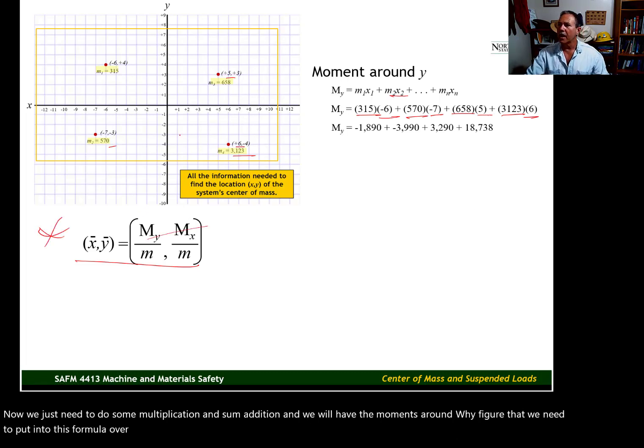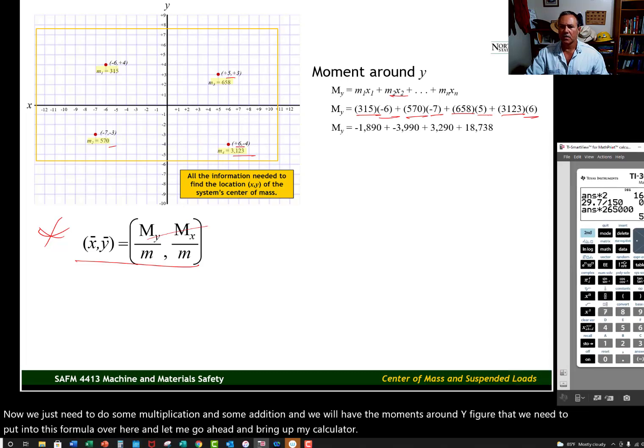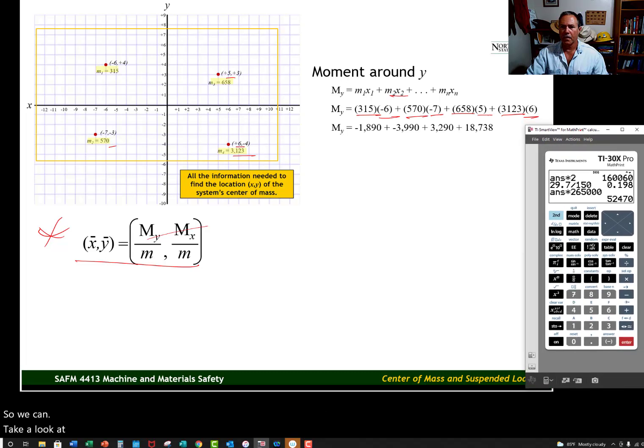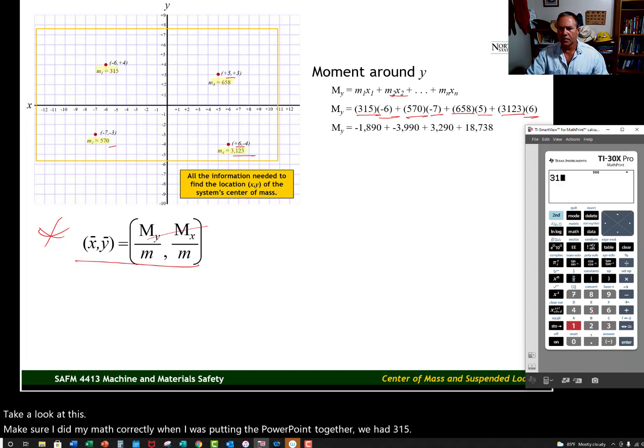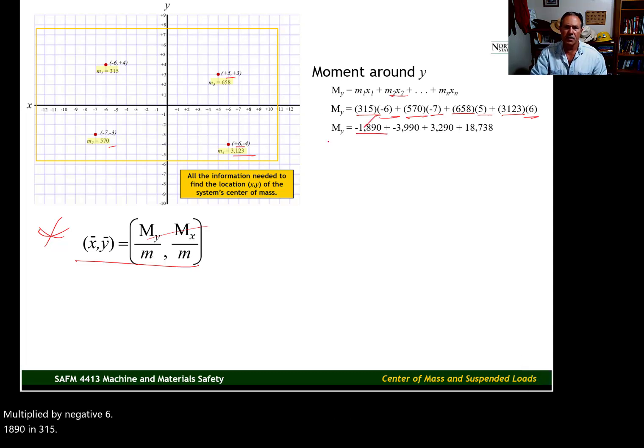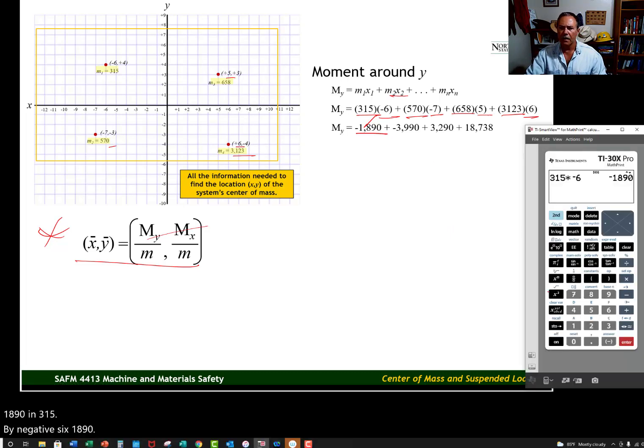Let me go ahead and bring up my calculator, to make sure I did my math correctly when I was putting the PowerPoint together. We have 315 multiplied by -6, 1890. Again, 315 by -6, 1890. Now we want to do 570 multiplied by -7.